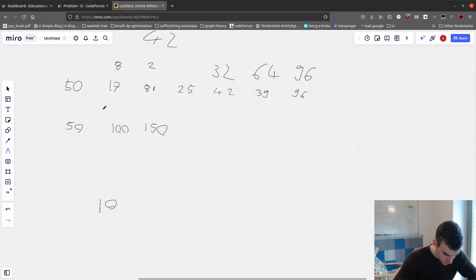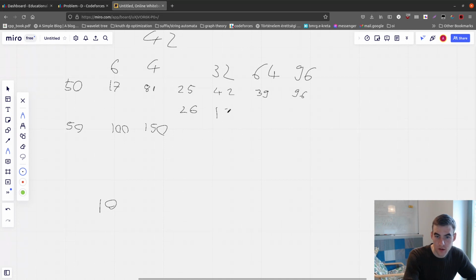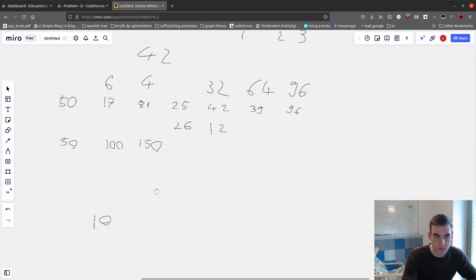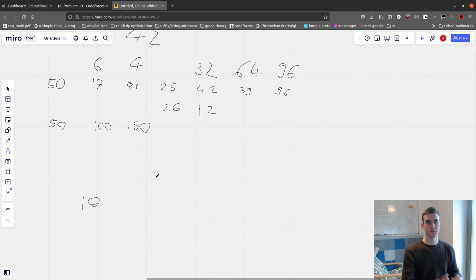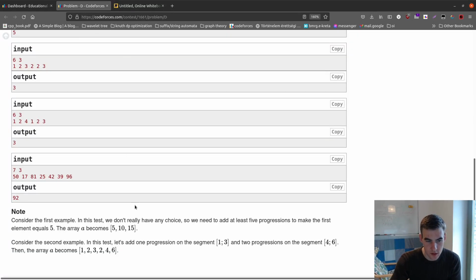If I do 8 times 3, that's 24. What if I do not 8 but 6 increases from here and 4 from here? If I increase 6 from here, then I'll add 6 times 3 plus 4 times 2, which is 26 here, and I'll add 4 times 3 to here, which is 12. Okay, so that's not obvious. It's not obvious why that would be correct exactly.